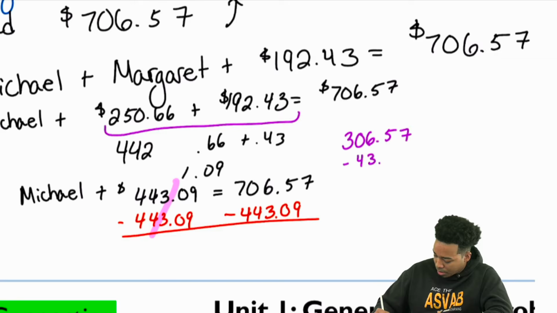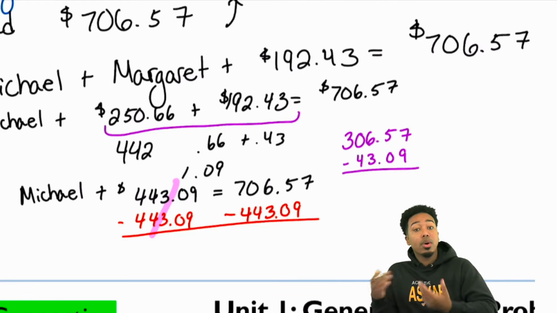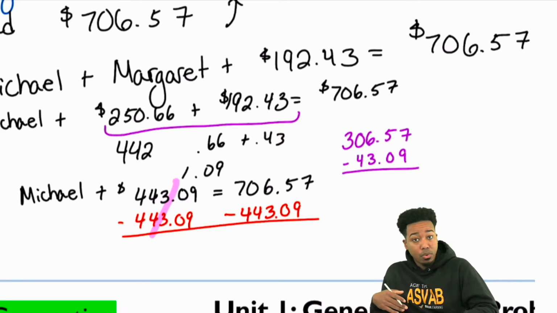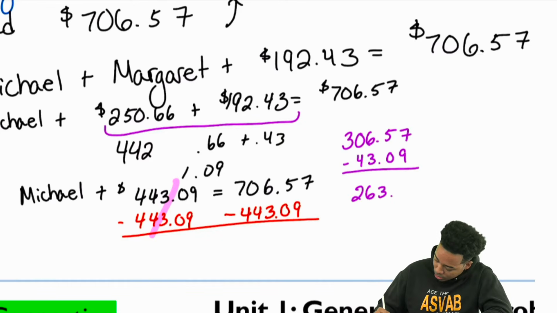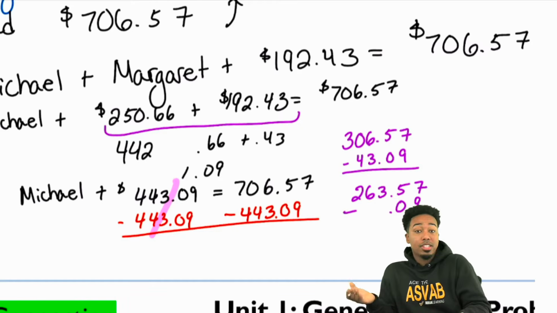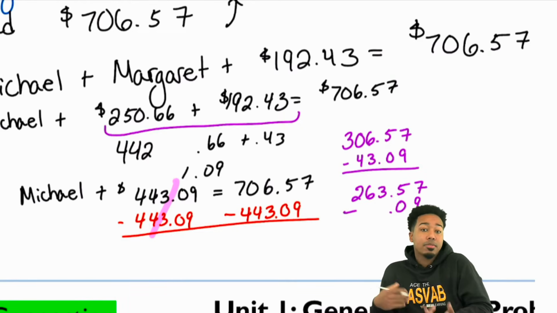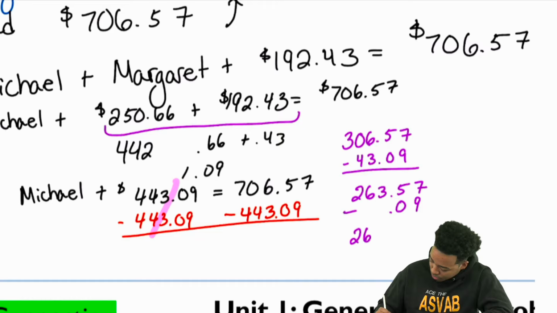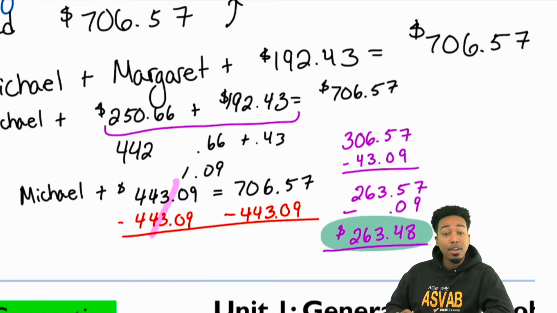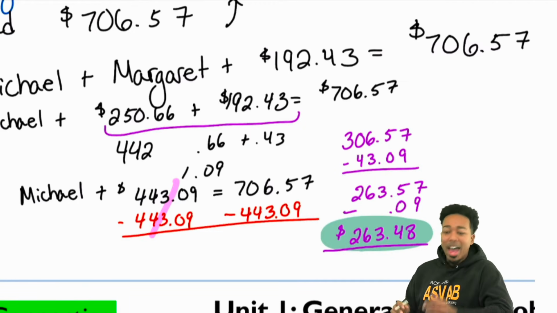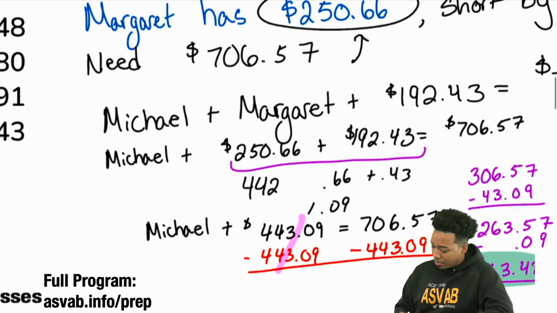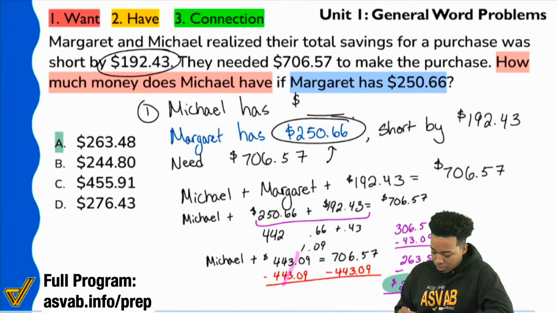minus 43.09. So from here, I can go ahead and subtract the 40. So 306 minus 40, that's going to be 266, minus the 3, 263. So we'll have 263.57 minus 9 cents. And so from there, 57 minus 9, that's pretty straightforward. 57 minus 9 is going to end up being 48. And so boom, that'll be 263.48, and we can call that a day. That will be that final amount, or the amount that Michael has, to make it all add up to that 706.53. And notice how we have 263.48 listed as answer choice A.